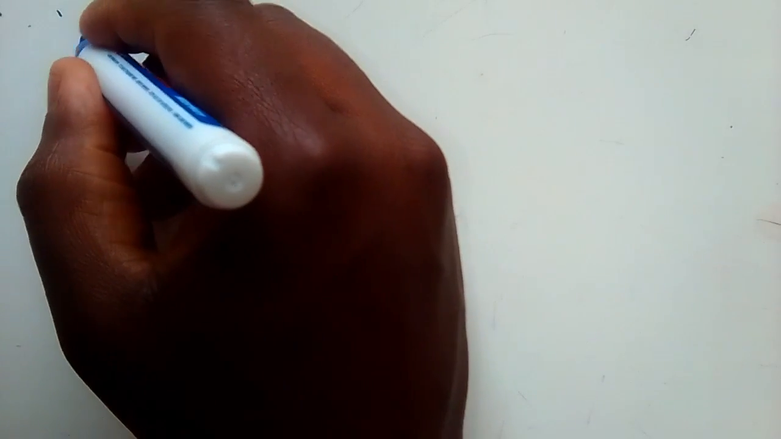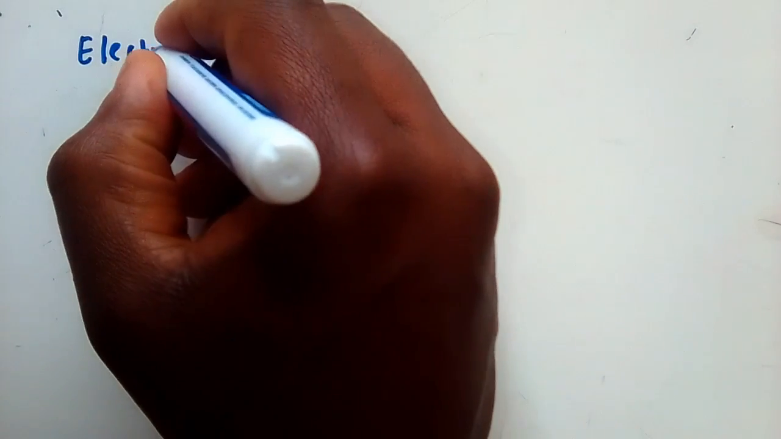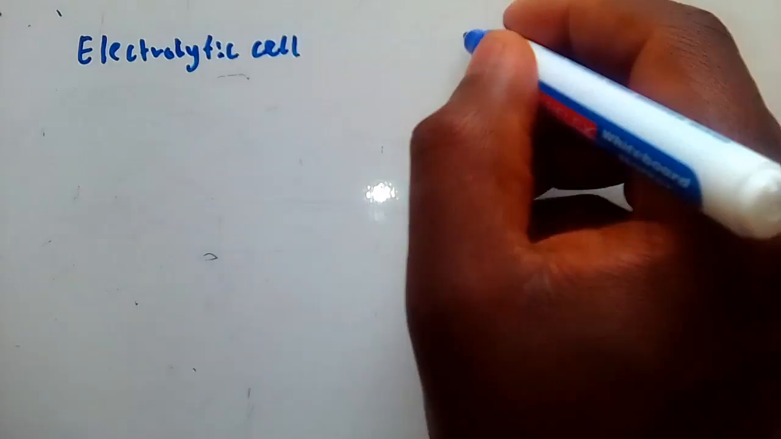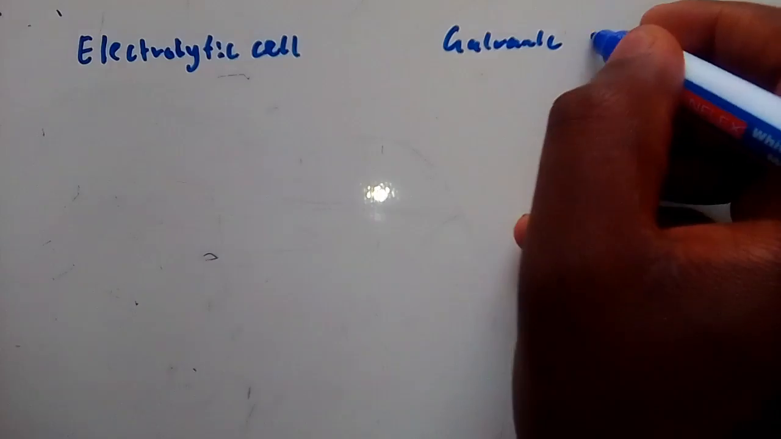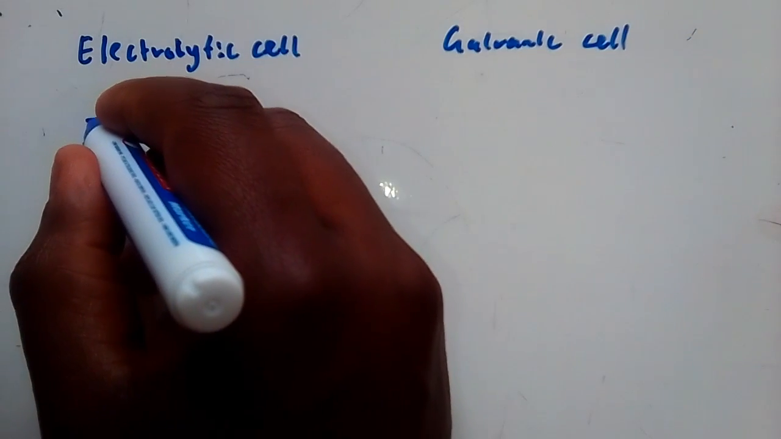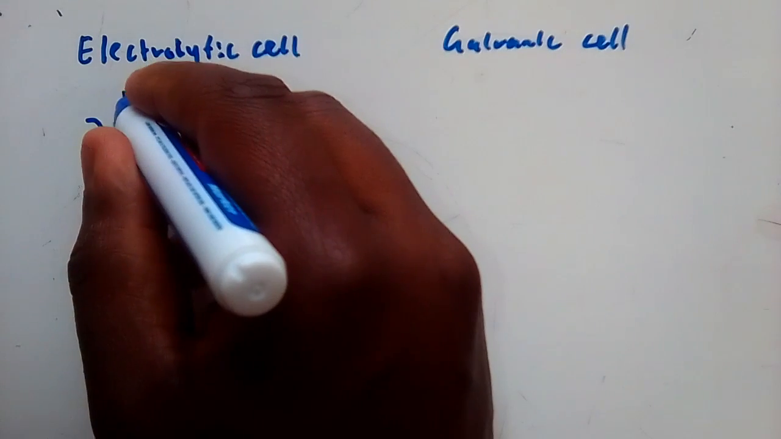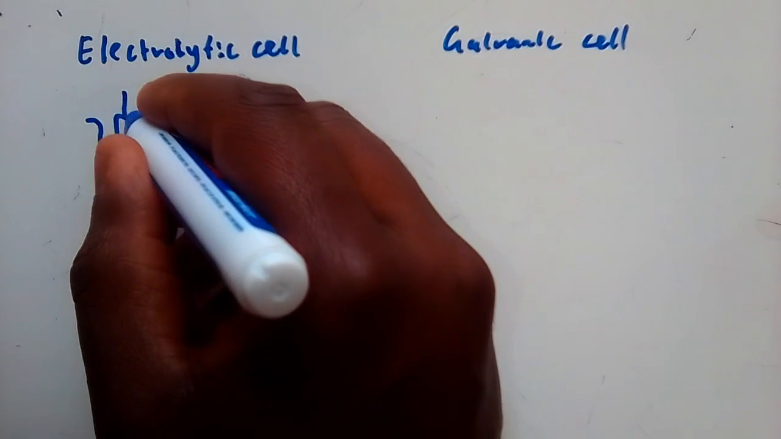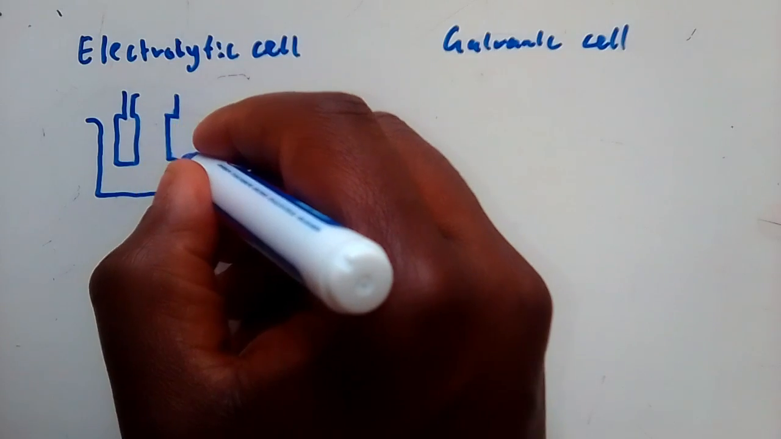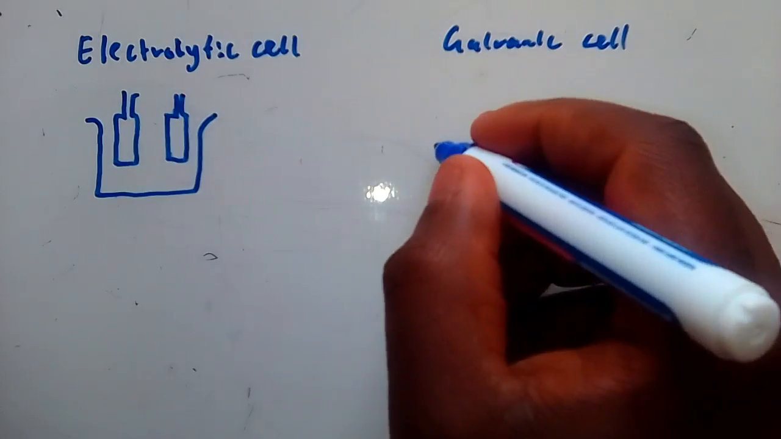So let's begin with the obvious difference. On this side I'm going to put the electrolytic cell, and on this side the galvanic cell. The first obvious difference is that the electrolytic cell has one beaker, so we've got two electrodes placed inside one beaker. So these are the obvious differences, and now I'm going to go deeper.